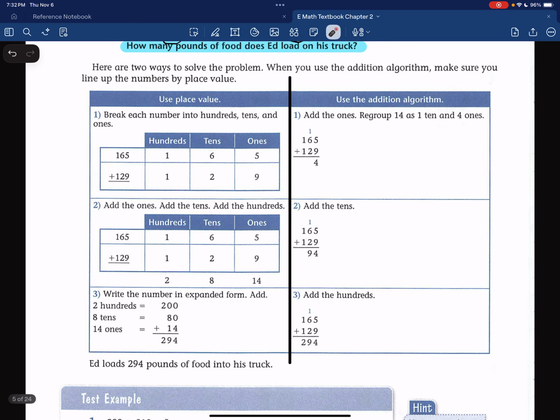The other way is to just use the addition algorithm. And this is for the student who has mastered this concept. Once you get to an algorithm, it means that you know all of the picture explanation. You're just using what's called abstract. When there are no pictures to look at, you're doing an abstract.